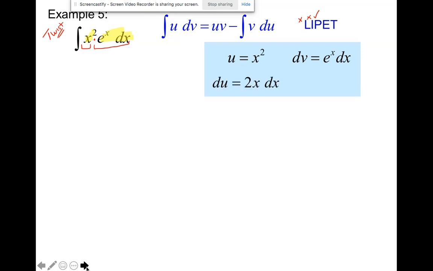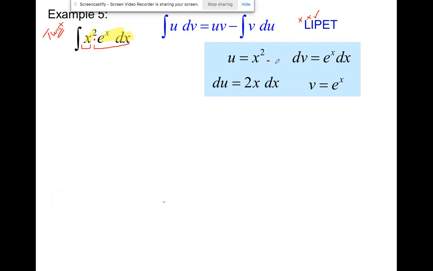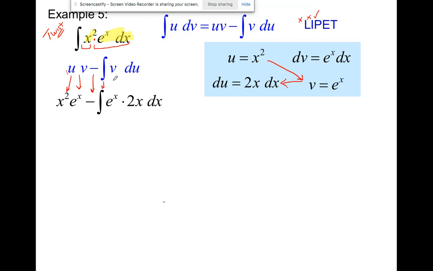Differentiate u. Anti-differentiate dv. Use your integration by parts formula to rewrite x squared e to the x dx as u times v minus the integral of v du.